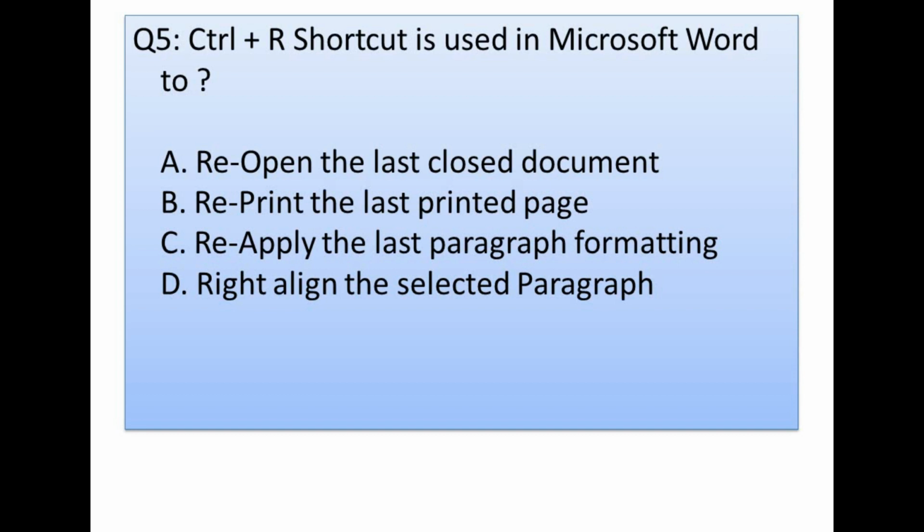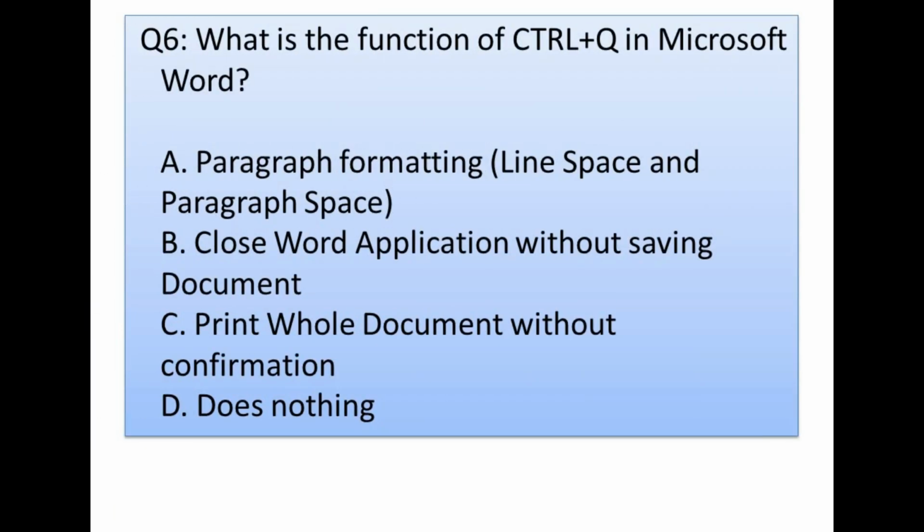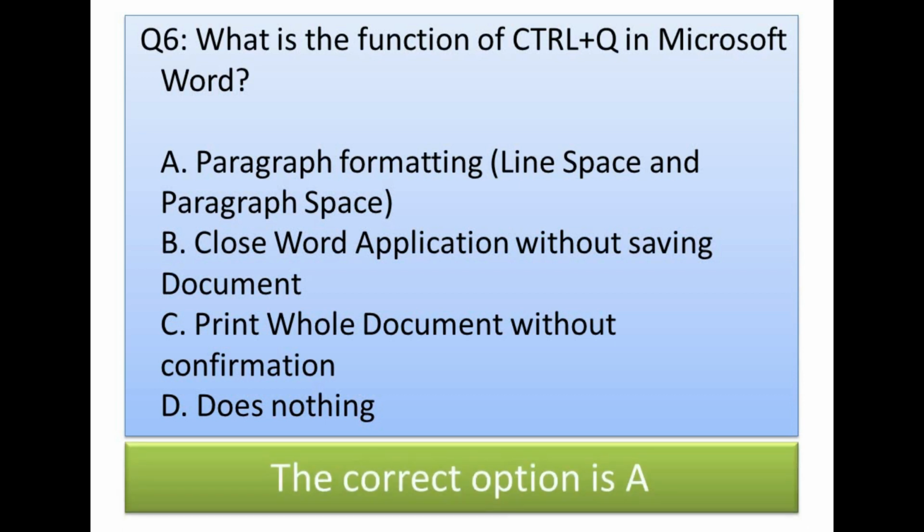Ctrl+R shortcut key is used in Microsoft Word to reopen the last closed document, reprint the last printed page, reapply the last paragraph formatting, right align the selected paragraph. So the correct option is D. What is the function of Ctrl+Q in Microsoft Word? Paragraph formatting, line spacing and paragraph space, close Word application without saving document, print whole document without confirmation, does nothing. So the correct option is A.